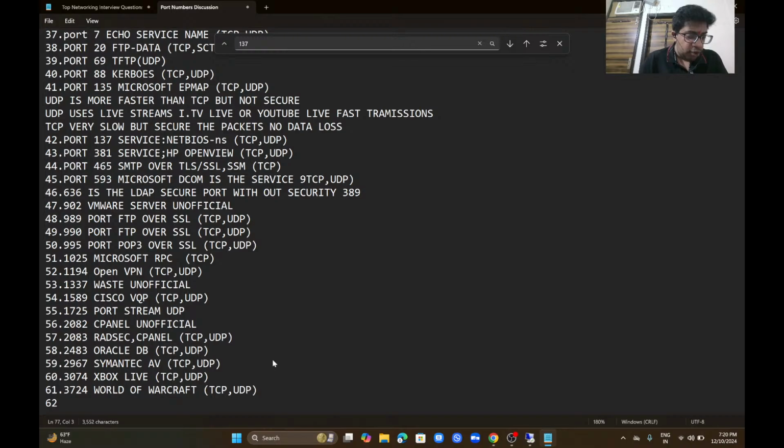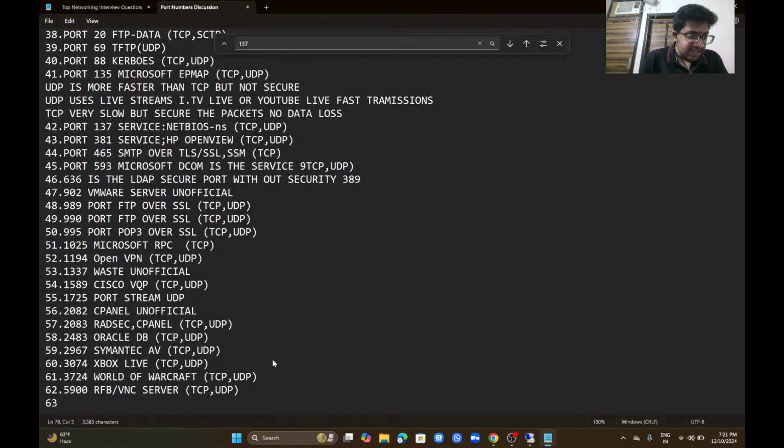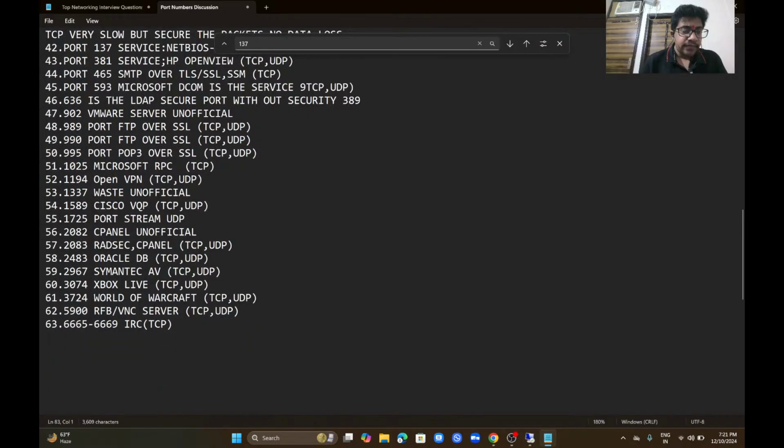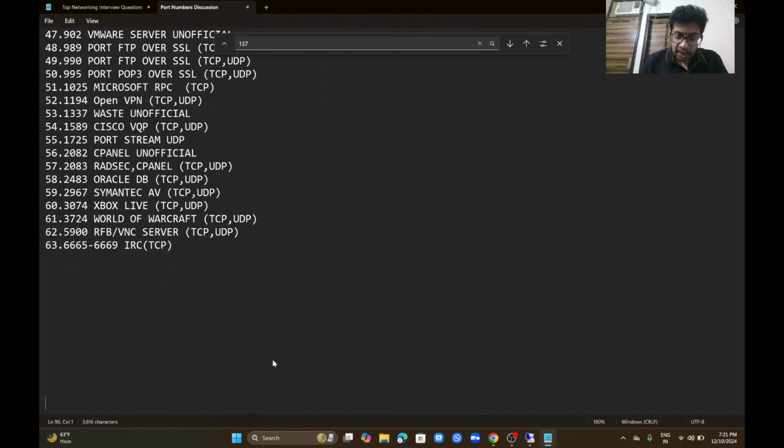Now, 5432 is already known. 5900 is RFB/VNC server, and we are using TCP, UDP protocols. And 6665 to 6669 are used for IRC, using TCP protocols. Okay.